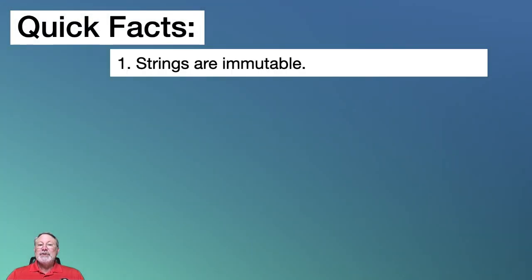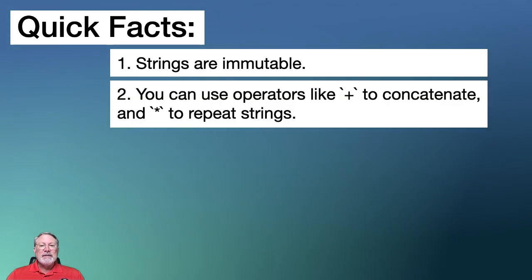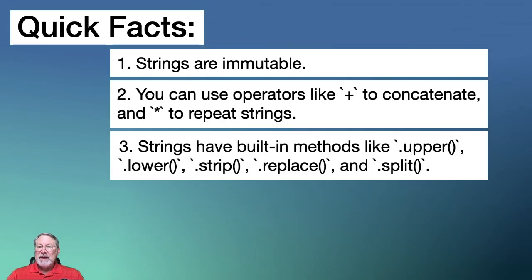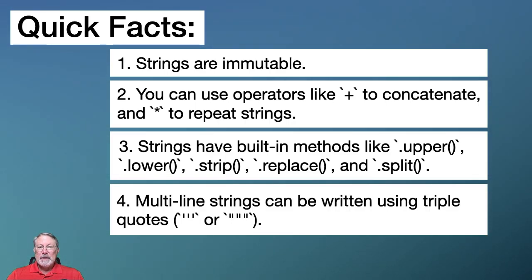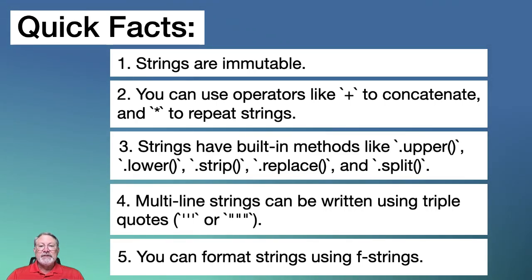Here are a few key things to remember about strings. Strings are immutable. You can't change them, but you can build new ones. You can use operators like plus to concatenate and asterisk to repeat strings. Strings have built-in methods like upper, lower, strip, replace, and split. Multi-line strings can be written using triple quotes. You can format strings using f-strings, which is the modern, clean way to combine variables and text.